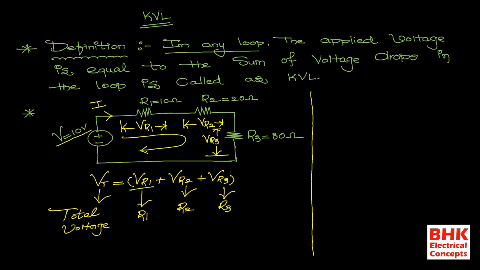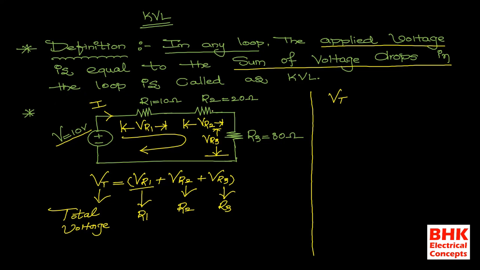Any closed path we are calling a loop only. So here, as per the definition, in any loop, the applied voltage, that is VT, is equal to the sum of voltage drops in the loop. Sum of voltage drops means what?